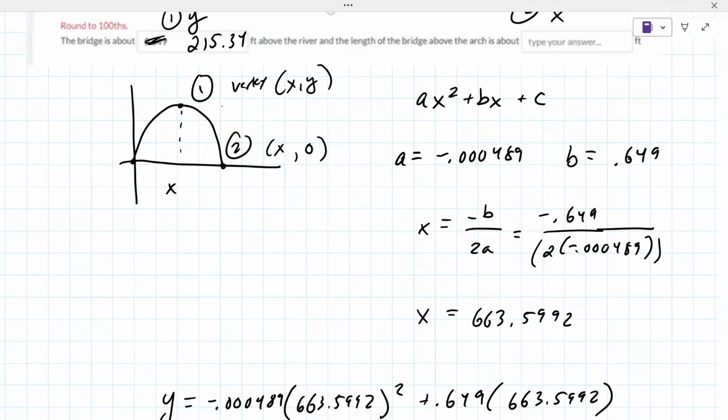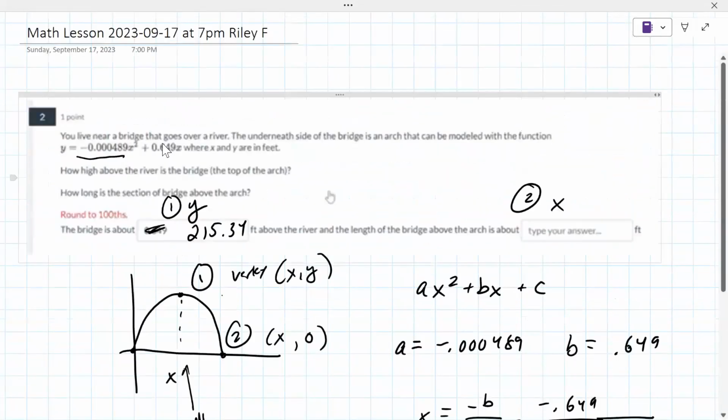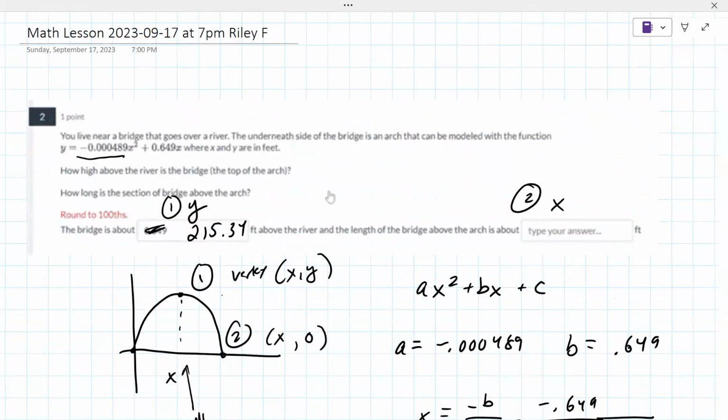Now, we can actually find the answer to the second part without doing any more calculations because the vertex is always right in the middle. So you could double this x value. You get it? Most students don't do that, and it's okay. The other way to do it is to set this equation equal to 0 and solve it for x.